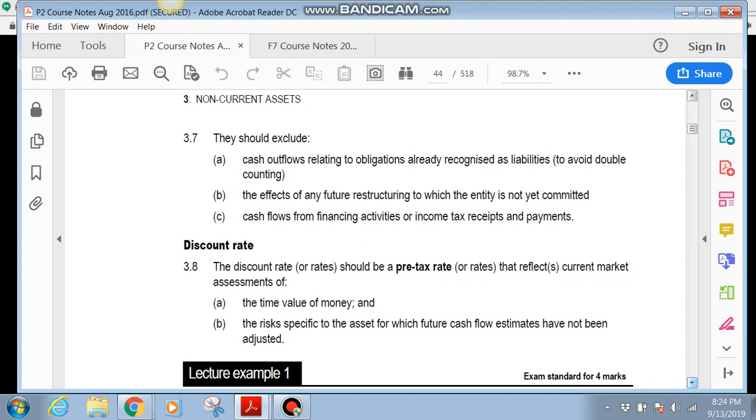The second to be excluded are the effects of any future restructuring to which the entity is not yet committed.